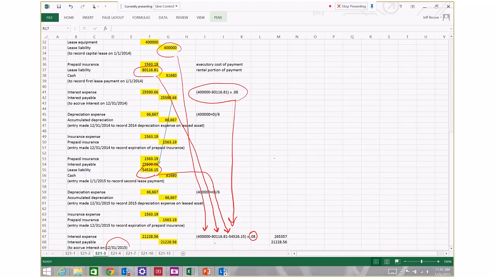And the result of that calculation is going to give us a carrying amount of that lease obligation at the beginning of 2015 of $265,357. That's the $400,000 less the $80,000 less the $54,000 there. Take that, multiply it times 8%, and the result of that calculation gives you the amount of interest that's accrued on this obligation from 1/1/2015 through 12/31/2015, and that's $21,228.56. So we're going to debit interest expense, credit interest payable for that amount.